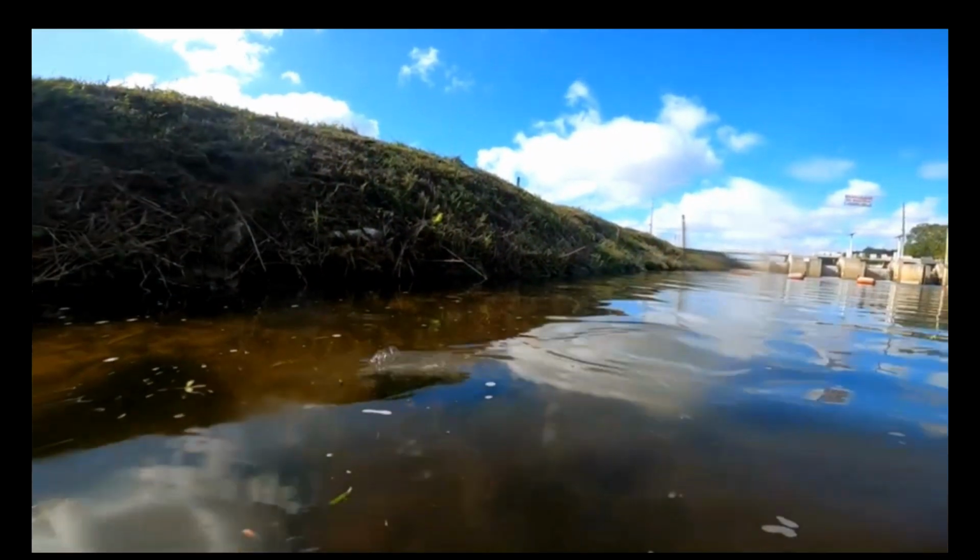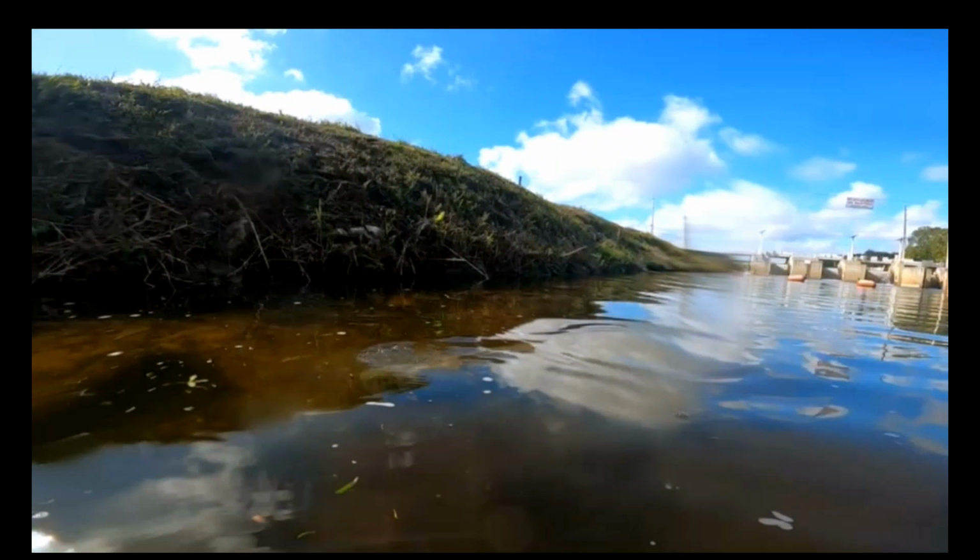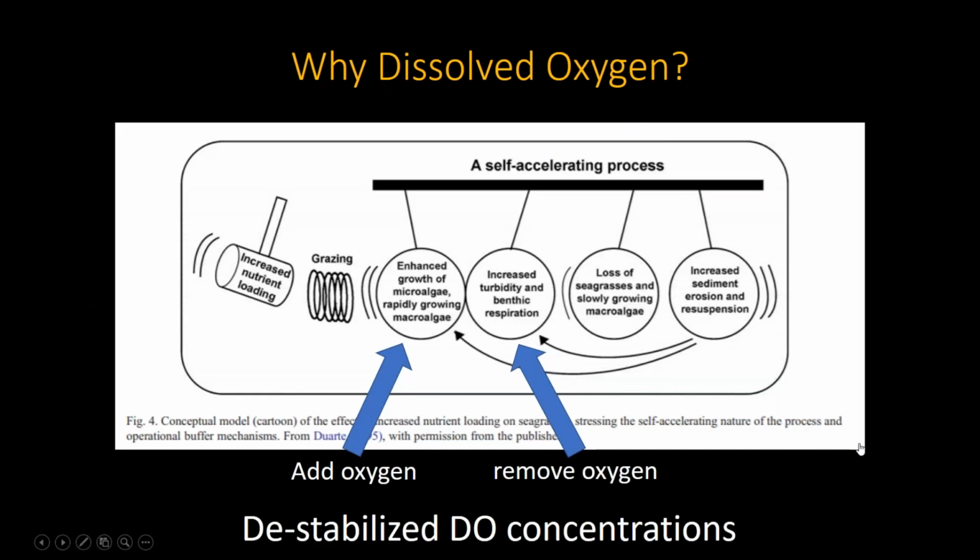And so there's so many different things that we can talk about associated with this video, but I'm going to keep going in the context of oxygen and nutrients. And so why dissolved oxygen? So here's another kind of model of the eutrophication process, where as we increase nutrient loading, we can view that as a hammer pounding on the system, and grazing by things like zooplankton can kind of buffer that increased nutrient loading. But as we see that increase in nutrients, we have the enhanced growth of macroalgae and microalgae.